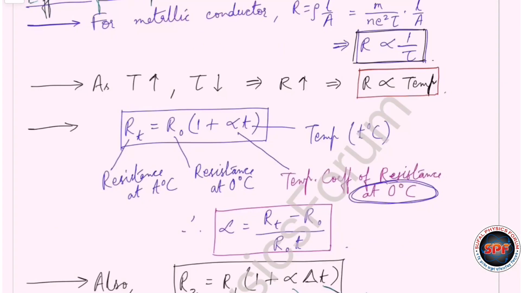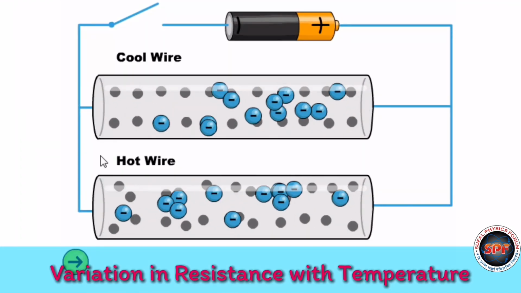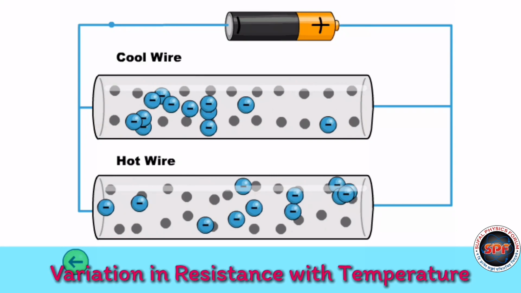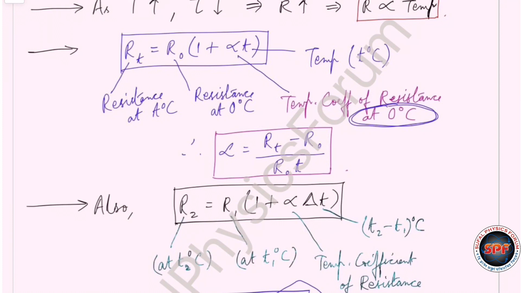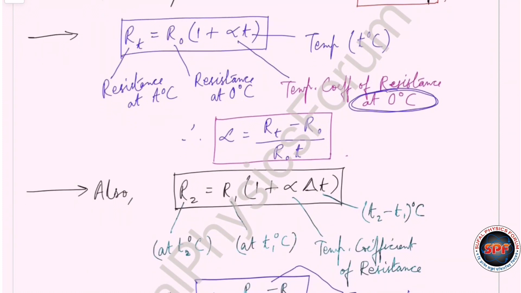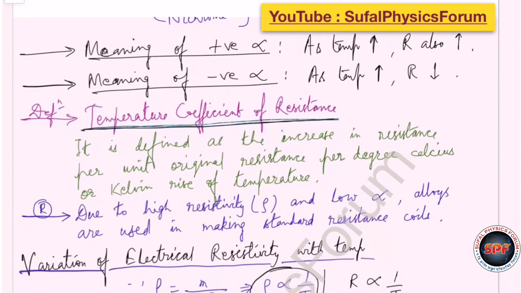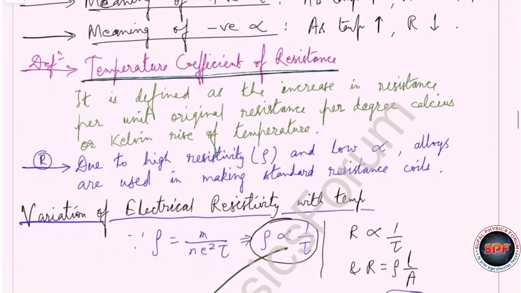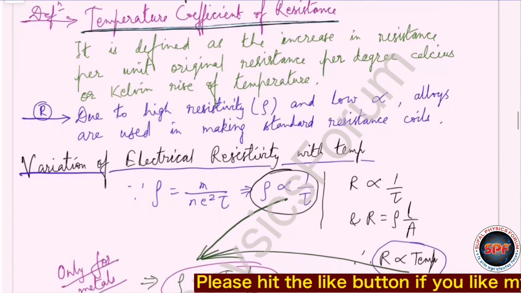As temperature rises, resistance increases. That means resistance is directly proportional to temperature for any metallic conductor. Variation of resistance with temperature has two important results. What do we mean by a positive value of alpha? That means as temperature rises, resistance also increases. Negative alpha means as temperature increases, resistance decreases.